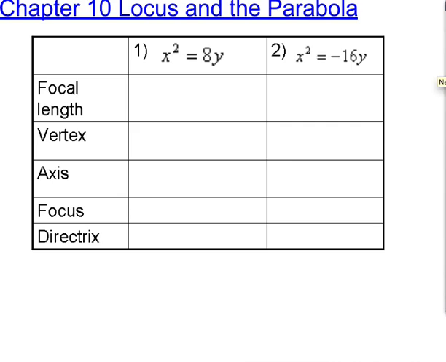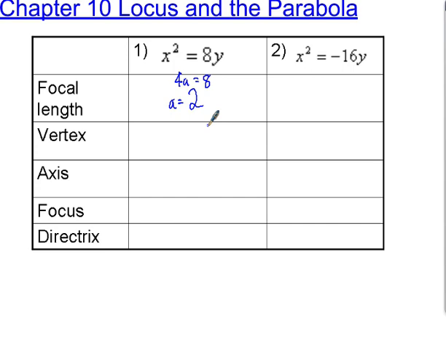Okay, so for this question here, you don't need to write this one down. We've got some more questions coming up. I'll just get you to watch these ones. For the very first question here, because you know it's normally x squared equals 4ay, a for the first one must be 2. Everyone see that? Yeah. Because the formula is x squared equals 4ay, so 4a equals 8. So a equals 2.